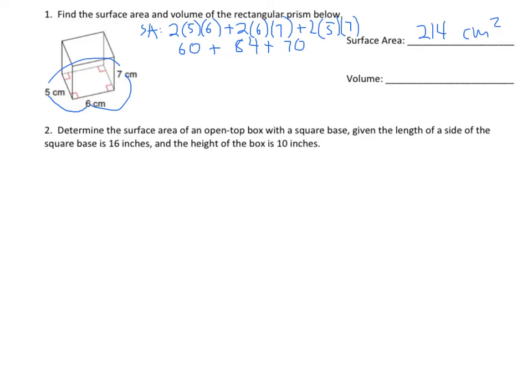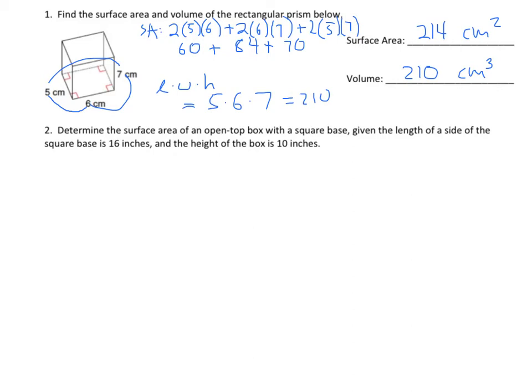Then for the volume, we just do length times width times height, and we get 5 times 6 times 7, which is 210. And volume is always measured in cubic units, so centimeters with a little 3 represents cubic units.